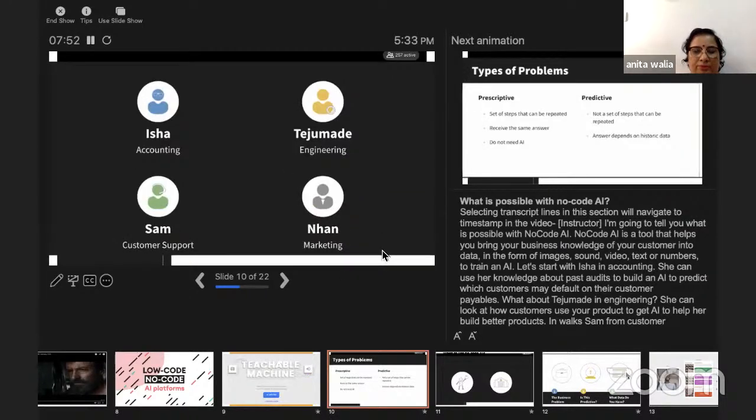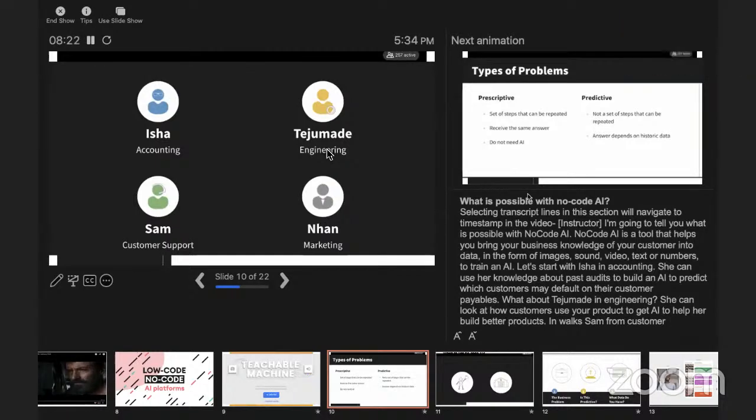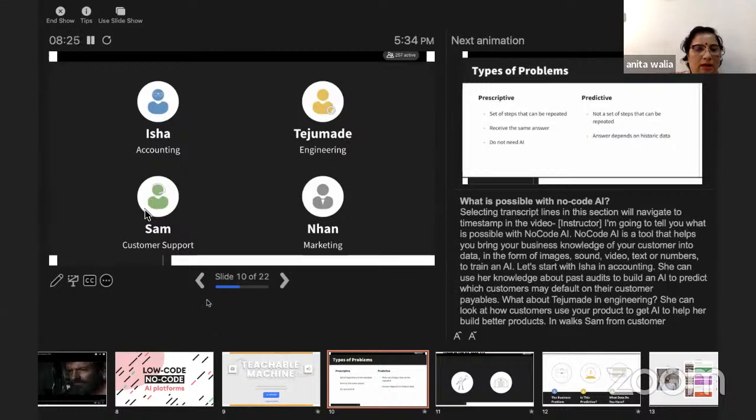I've taken examples of people like you. There's a girl called Isha who's in accounting, and she can use her knowledge about past audits with no code AI. Some of them are engineering students and some are non-engineering students. Isha specialized in accounting, but she has no knowledge of coding. Similarly, Teju is an engineering student who has some knowledge about coding. He knows R and Python. Then Sam is in customer support. He has no knowledge about machine learning or AI tools. Nahan is also in marketing.